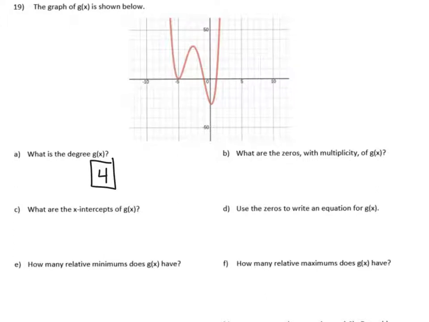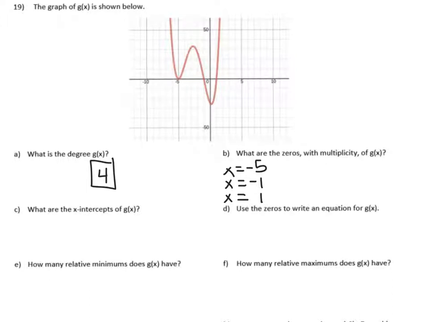Okay, letter B says, what are the zeros with multiplicity? Now this time they're asking for the zeros, so we don't want to write them as coordinates. All right, so if we look here, we have a 0 at negative 5, a 0 at negative 1, and a 0 at positive 1. So let's just write this out. x equals negative 5, x equals negative 1, and x equals positive 1.